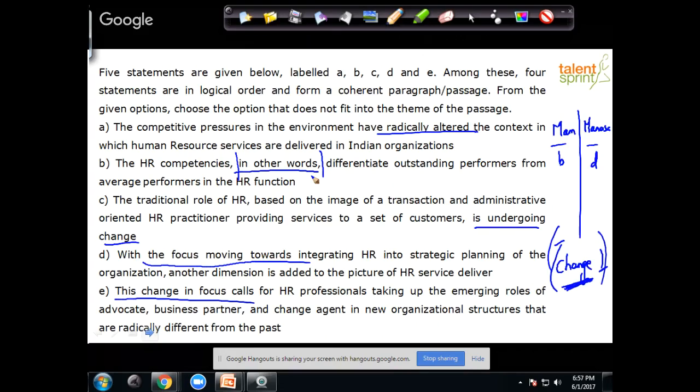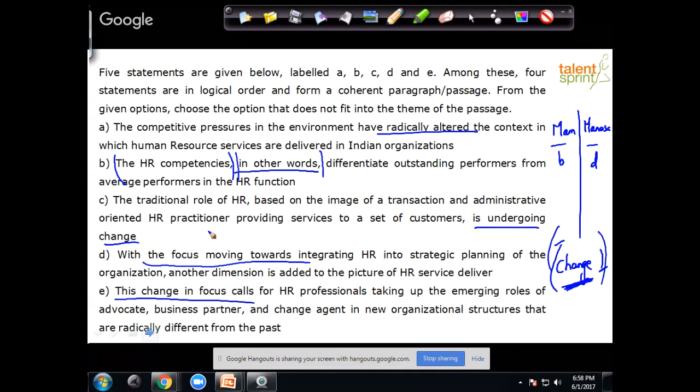In other words, means what? You are trying to explain something which has been stated earlier, right? You are trying to simplify it. Hey, I said something, but let me just help you clarify that. In other words, which means there is no other sentence which is talking about HR competencies. Suddenly, out of the blue, this point is here, the HR competencies. In other words, differentiate outstanding performers from average performers in the HR firm.